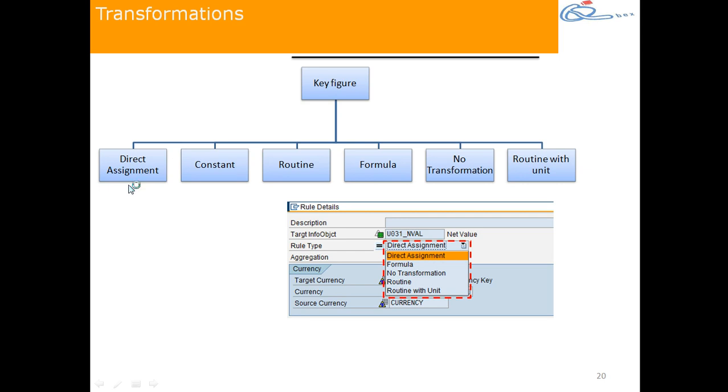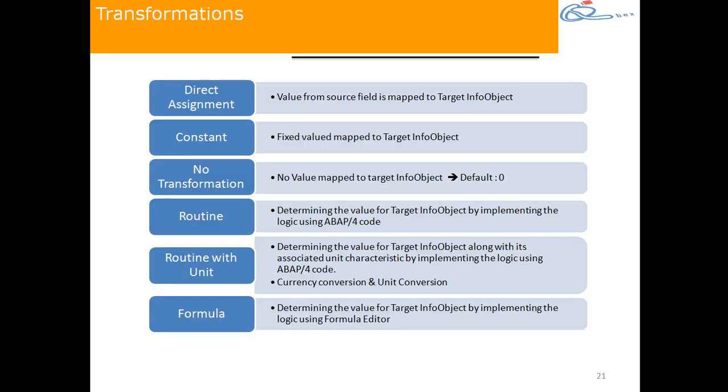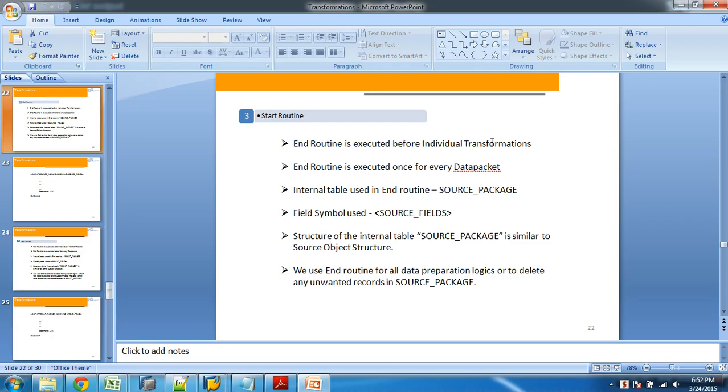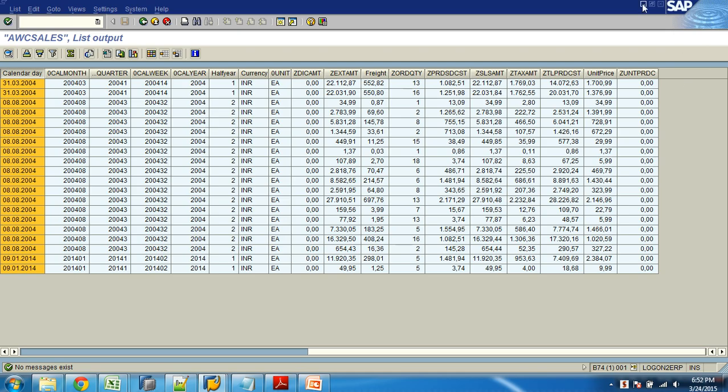Now next, for key figure, we have something called direct assignment. Again, direct mapping, constant, routine, formula. Instead of initial value, you will have something called no transformation. It means you are not mapping anything. If you are not mapping anything, for a key figure it takes 0. For a characteristic it takes null. And we have routine and routine with unit. You understand the difference, right? If I say routine, you only derive the value for the key figure. If you say routine with unit, you derive the value for the key figure as well as the unit characteristic associated with the routine. This is fine. So did you understand this, boss?